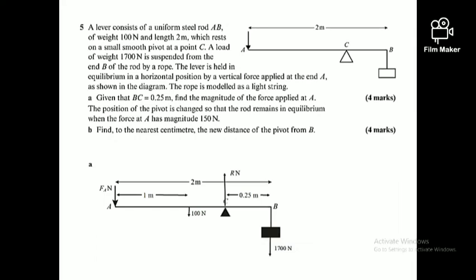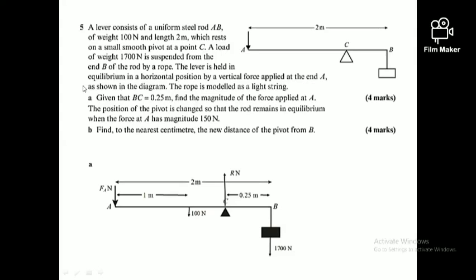Let's move on to question number 5. A lever consists of a uniform steel rod AB. If this rod is uniform, what we can understand is the center of gravity is at the midpoint, 1 meter, right? The rod weighs 100 newtons, so you can mark 100 newtons over here at 1 meter, right? Resting on a smooth pivot at point C, a load of 1700 newtons is suspended from point B. From here, downwards, 1700 newtons, right?